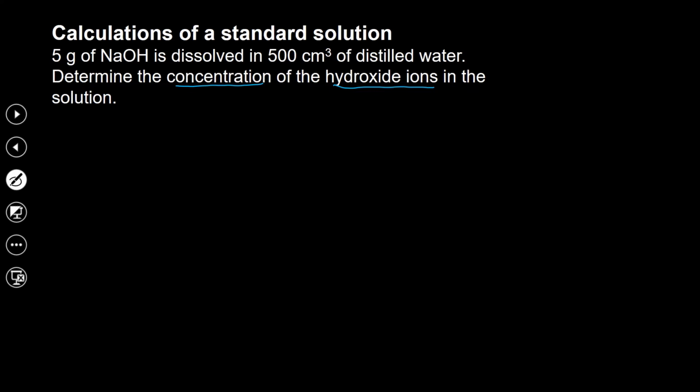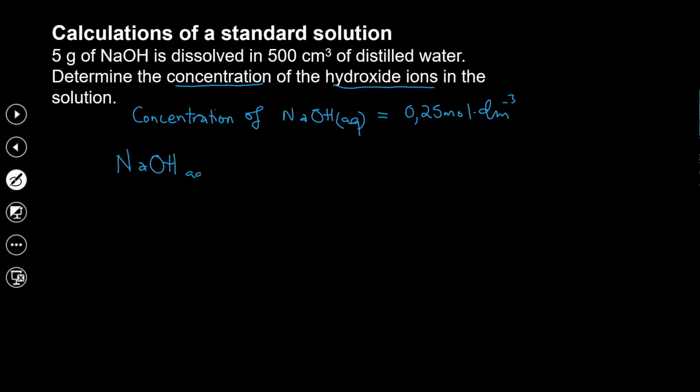So now we are saying that this sodium hydroxide has a known concentration of 0.25 moles per cubic decimeter. So the concentration of sodium hydroxide, this aqueous solution, equals 0.25 mole per cubic decimeter. It's a standard solution. Now, when this sodium hydroxide solution, in that homogeneous solution, dissociates completely, we have something of this sort.